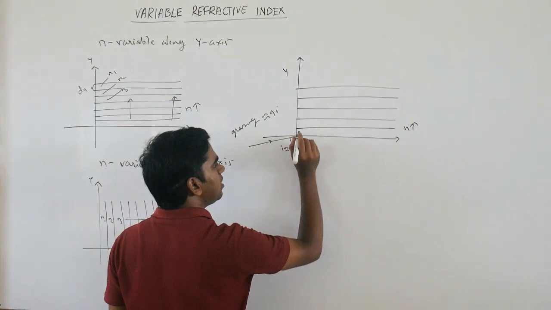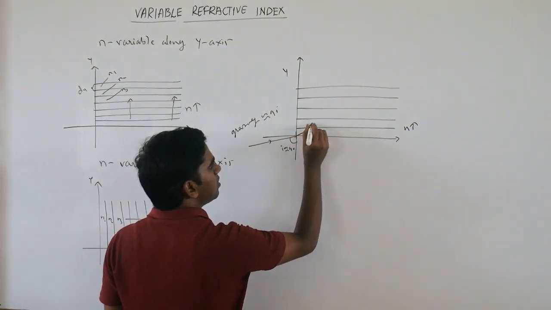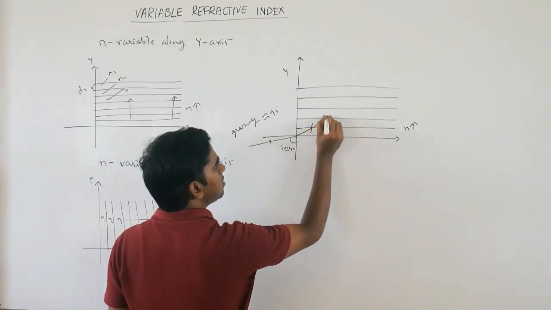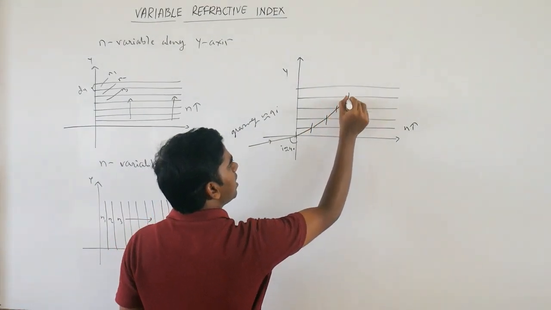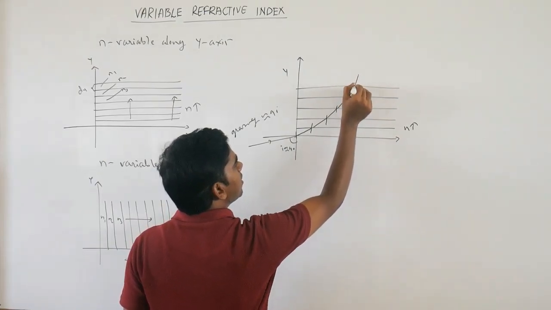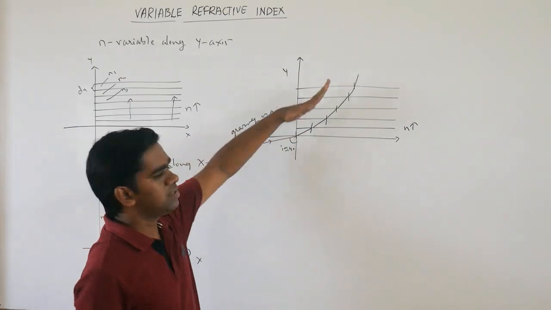So what will happen here? The ray will bend towards the normal. Again here it will bend towards the normal, and again, and again. So what is happening? You are getting a curved line.